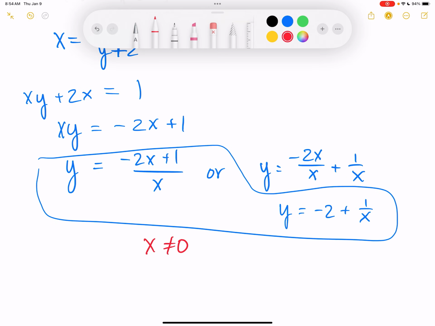All right, let's see. Now, I will also say on this problem, if you didn't write the x not equal to 0, I'm not going to mark it wrong, but that's why they're asking you about the domain, is because they just want to make sure that you're paying attention to the fact that x could not be 0 in this function.